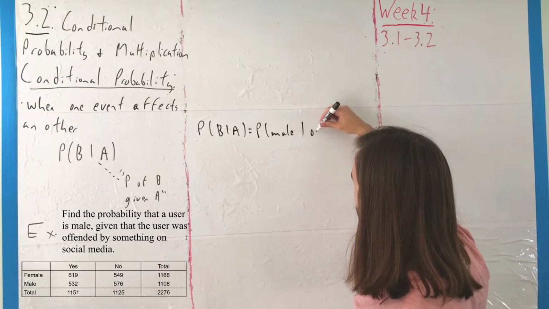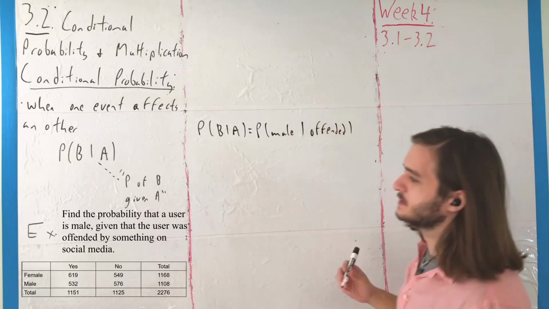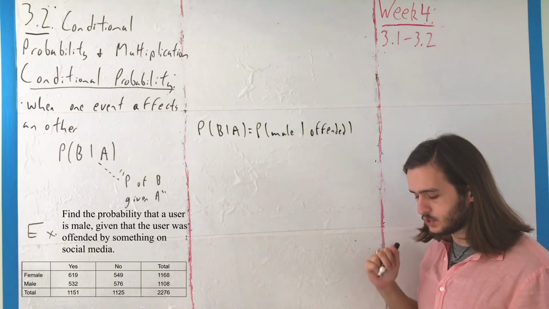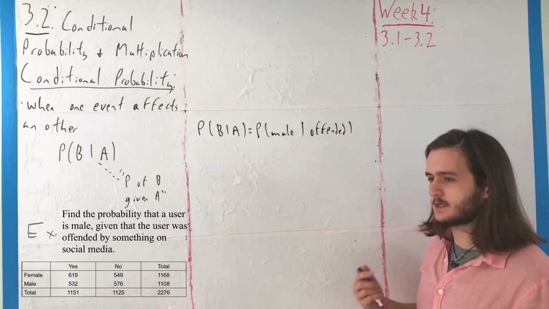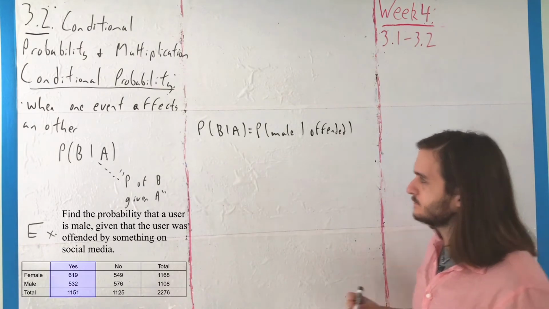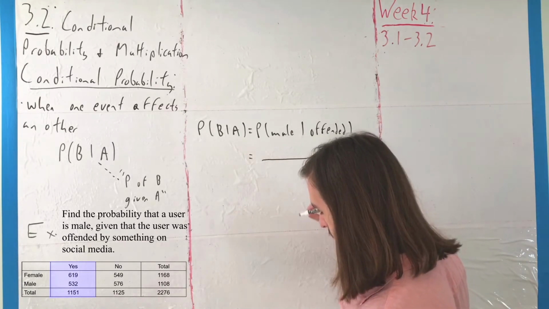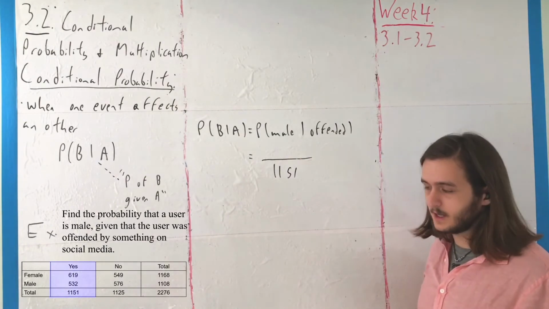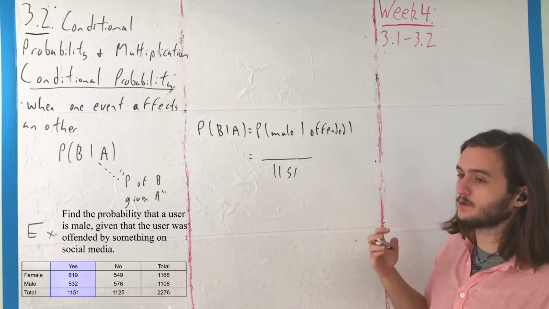the event that they are offended. And when we're making this conditioning, we're essentially restricting our options down to just those that were offended. So we're only going to focus on that first column yes value, which means that we're going to have a total of 1,151 options for that. We don't care about the people who weren't offended. We only want to know about those that were.